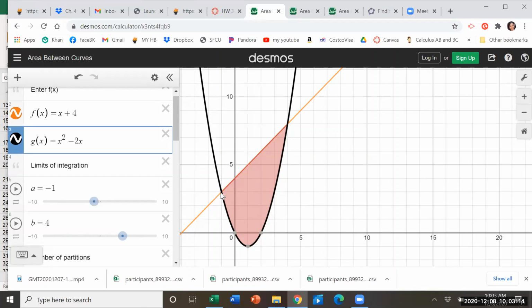And notice that that's the intersection point of the black and the orange. Over on the right-hand side, you have the second intersection point occurring at 4. And so we're going to integrate this from -1 to 4.